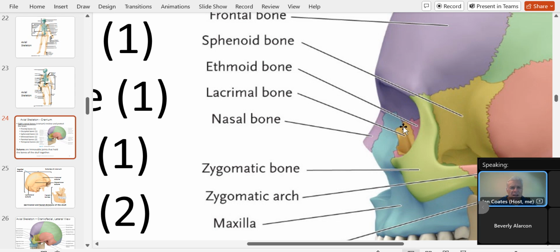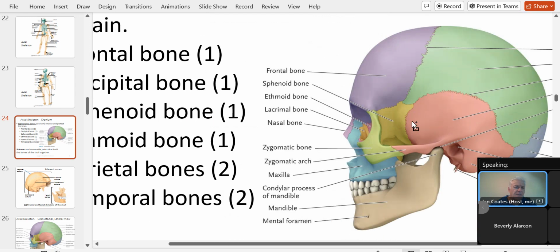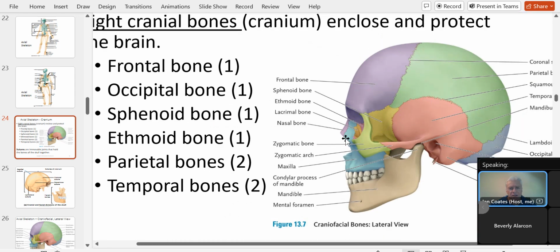Lacrimal bone. As far as bones of the skull, I'm not going to go into what goes on in here. It gets a little hectic. Okay, and I'm not too concerned. But any of these bones of the skull itself, fair game. Maxilla, mandible, fair game. Okay, love it.